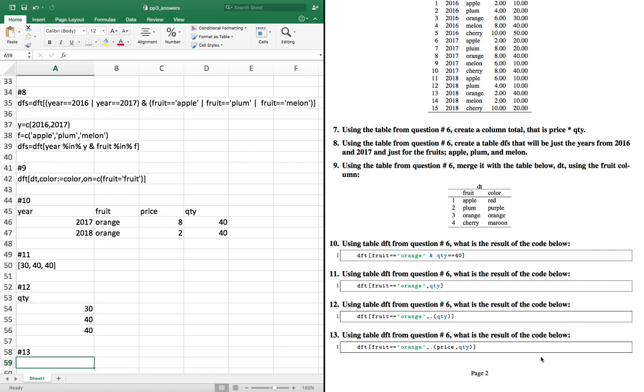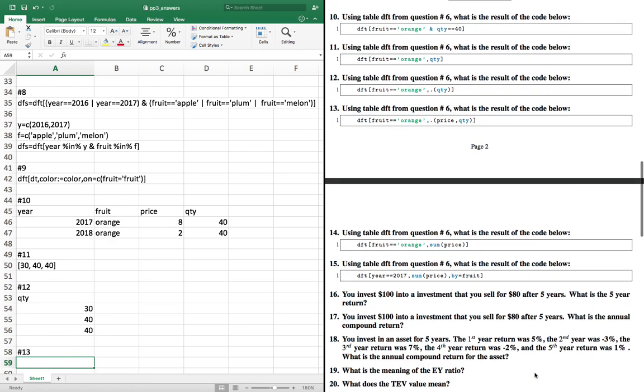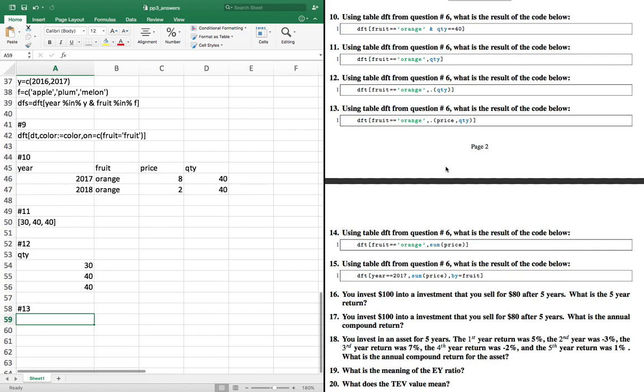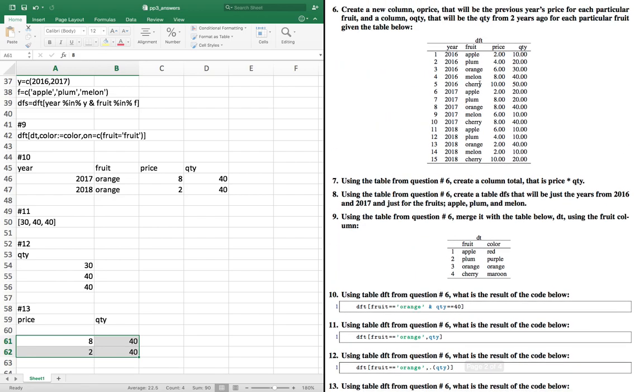All right. 13, using the table from DFT, from question number 6. Again, what is the result of this right here? Now here, again, I want orange and price and quantity. This should be easy. Again, I'm filtering for all the oranges, but I want just the price and quantity. So again, because that dot parenthesis is there, I will have just the price and quantity, but I need to add the first row also because there is no filter except for oranges. So I come up here, from 2016 oranges, the price and quantity is 6 and 30.